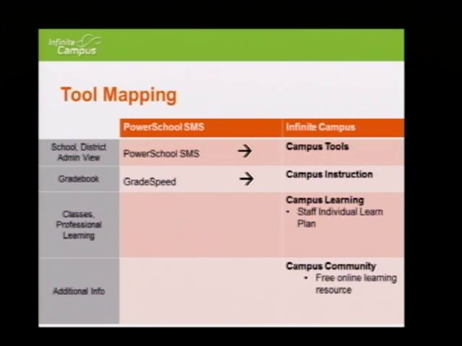Obviously, we talked about grade speed is going to go away, and campus instruction will be the new grade book. Parent connection has been our portal, so obviously parent connection will also go away, and this will become the new portal. So campus community down there at the bottom, we've already talked about. That is the online manual for Infinite Campus. You can reach it directly from the app switcher tool that you saw Kelvin talk about at the beginning of the demonstration. There's also campus learning, which is basically kind of like an online individual learning plan for each staff member.